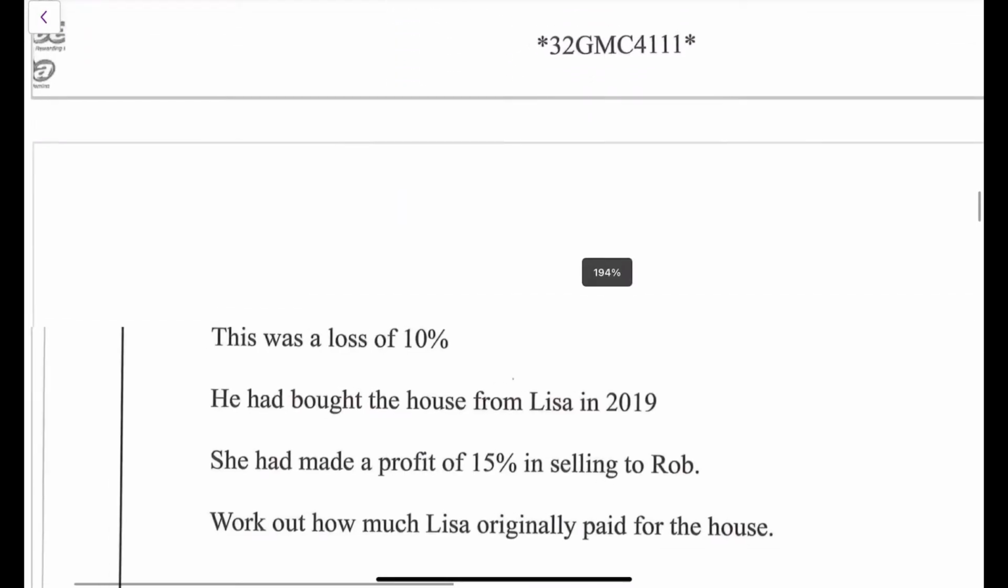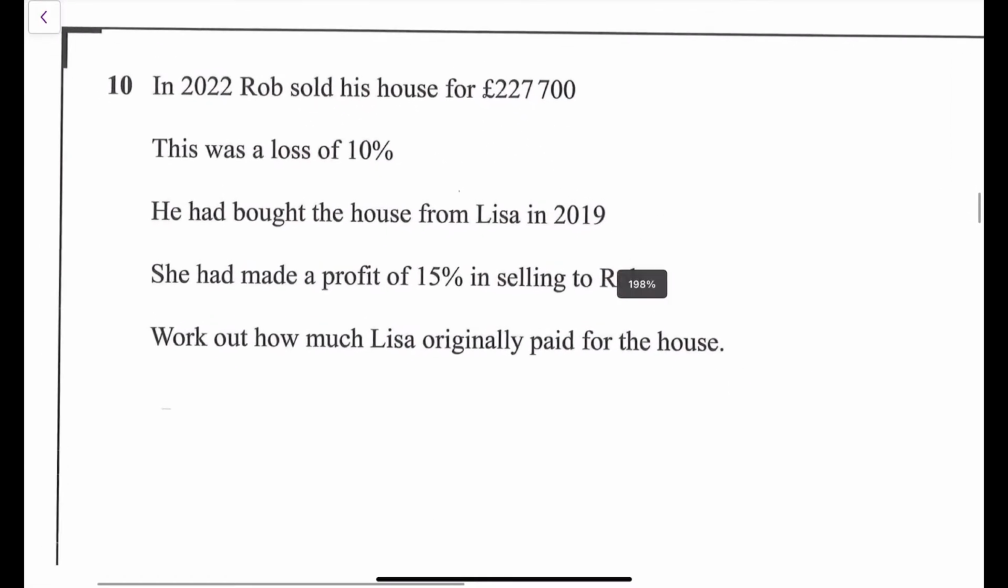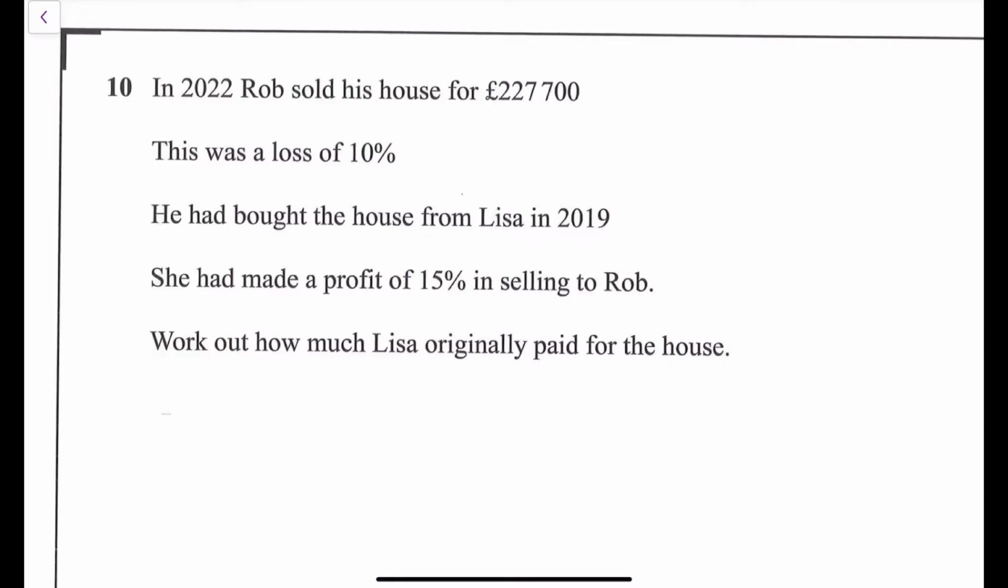Question 10. In 2022, Rob sold his house for £227,700. This was a loss of 10%. He had bought the house from Lisa in 2019. She had made a profit of 15% in selling to Rob. Work out how much Lisa originally paid. First of all, I'm going to work out what Rob bought it for.